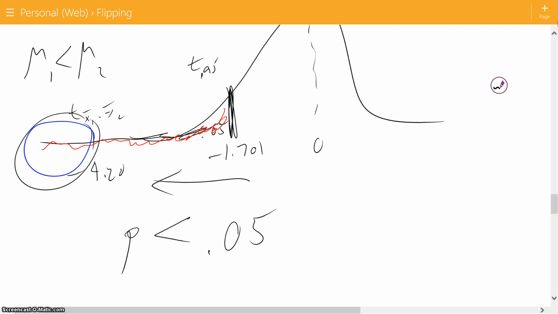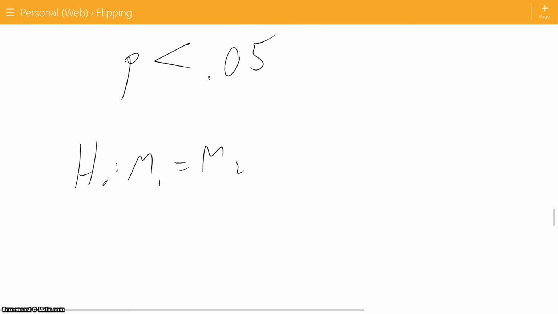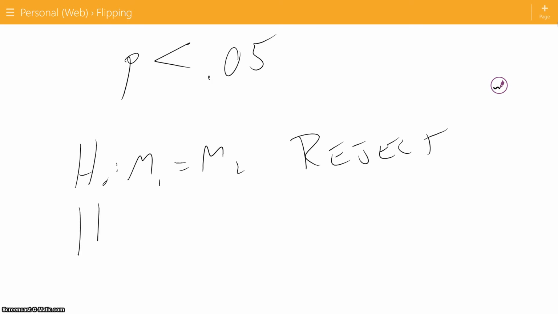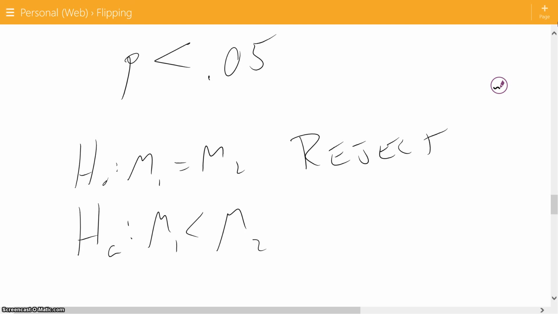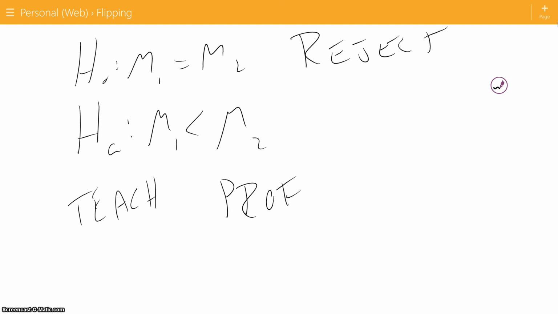We said our null hypothesis was that the two population means were equal to each other. Because p is less than 0.05, we reject that, and we are inclined to believe that our alternative hypothesis may be true, where the population mean for mu1 is less than mu2, in which case it would be that the professors are likely to score more than the math teachers in general. That's what our statistics lead us to believe.